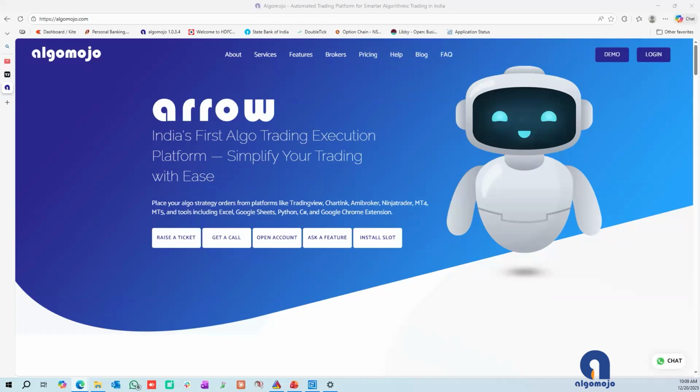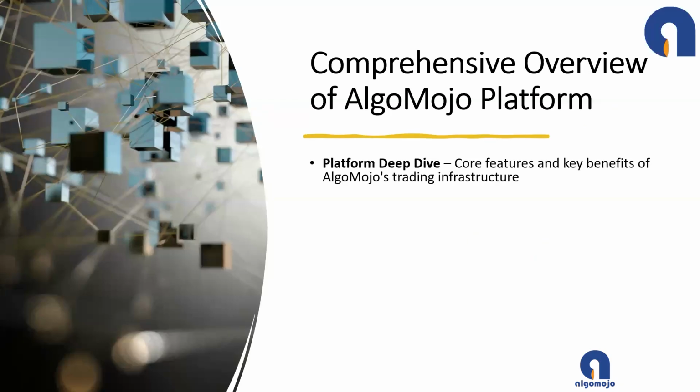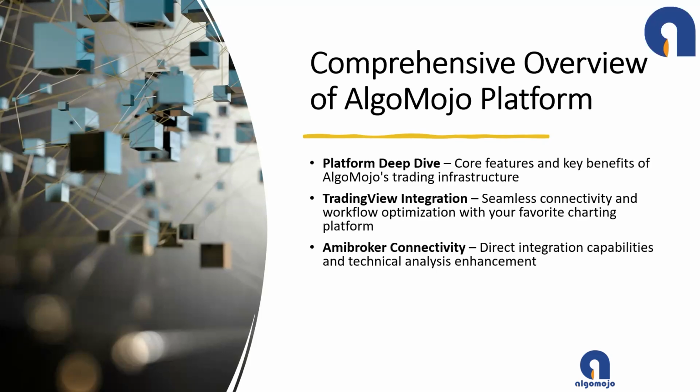So let me start with the presentation. The agenda for today is we will look at the key features and facilities that are available in the Algomojo platform. And then we will look at how to do integration using TradingView as a charting tool. In case anybody is wanting to look at Amibroker and how to do the integration with that platform, we can look at that also in case you are interested.